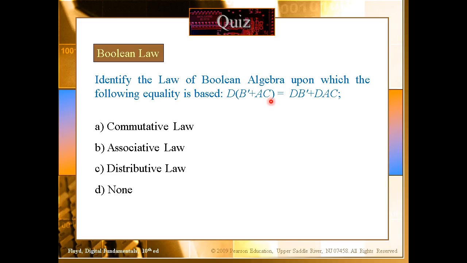So the right answer is distributive law, right? Because as you can see, we actually distributed D, right? See, we distributed D here, we distributed D here, right? How about this one?